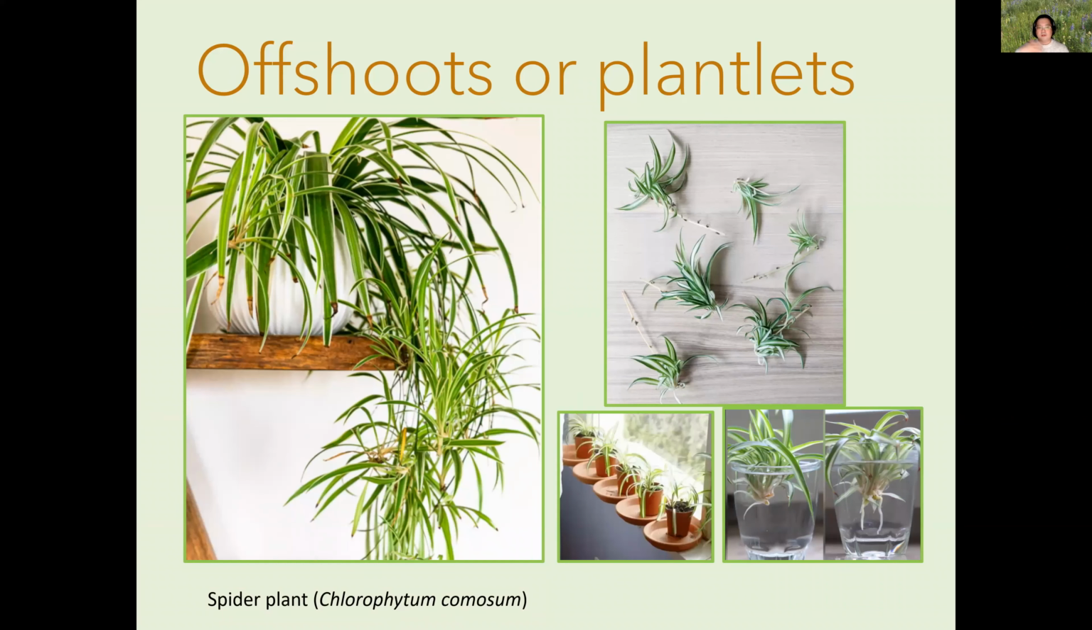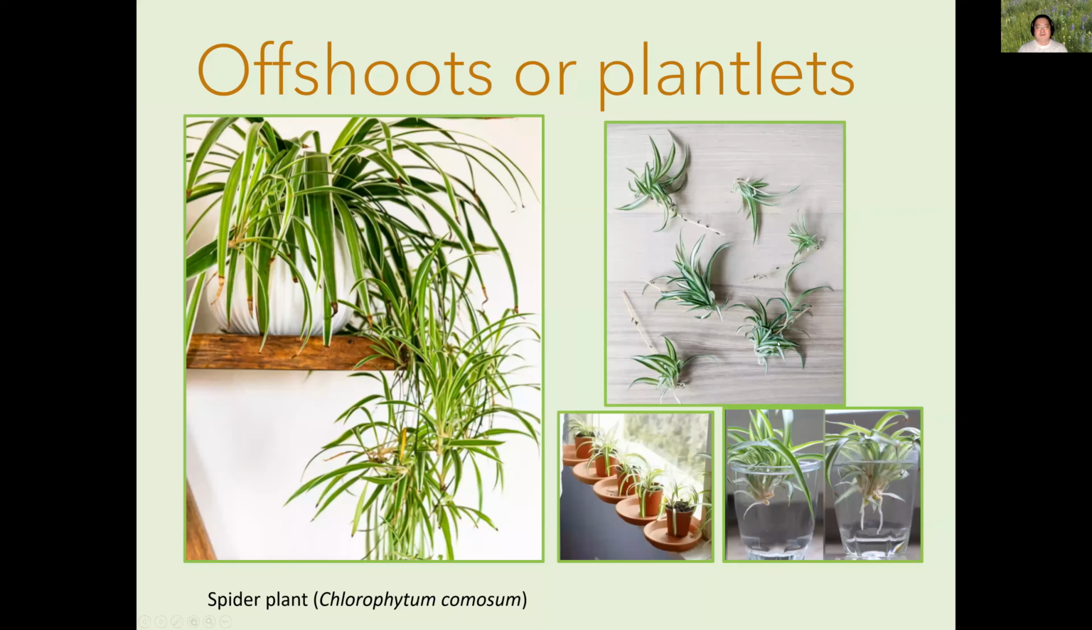But if you're just trying to propagate lots of spider plants, look at these little plantlets along the stem of the plant, the little bundles of leaves. These can be placed either in water, where you can see root formation take place, or directly into clean pots with soil.